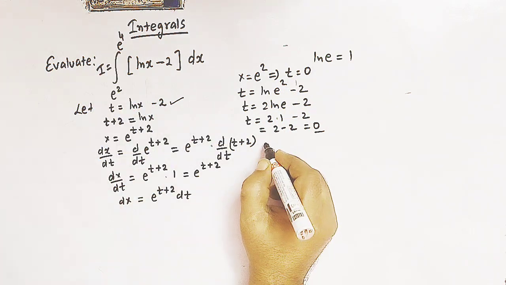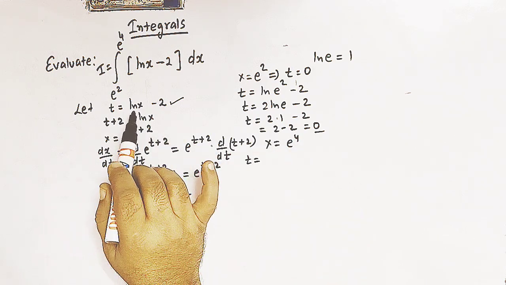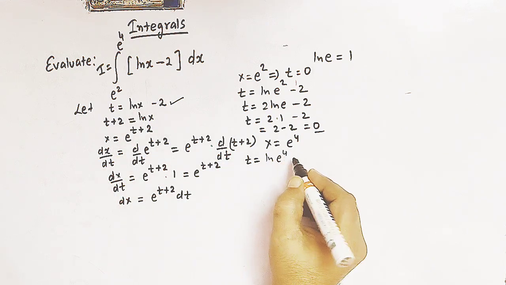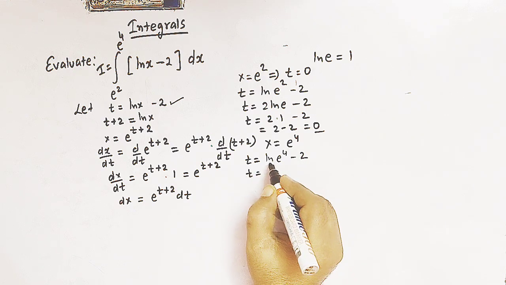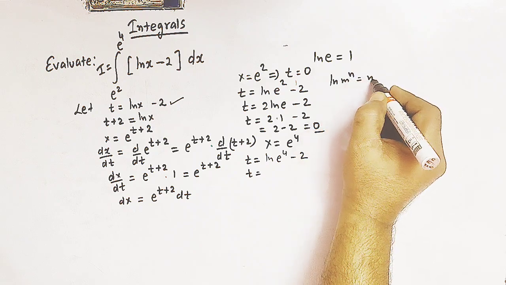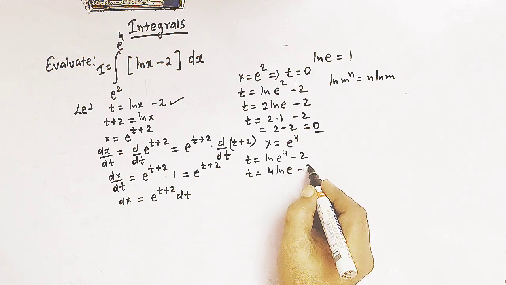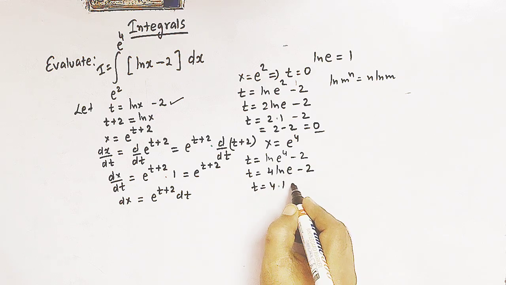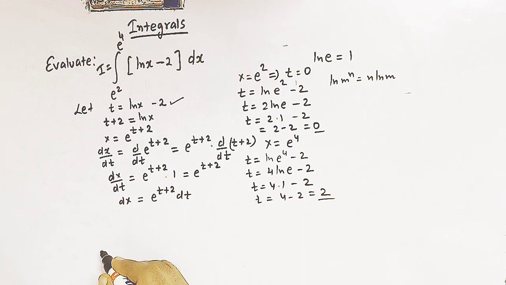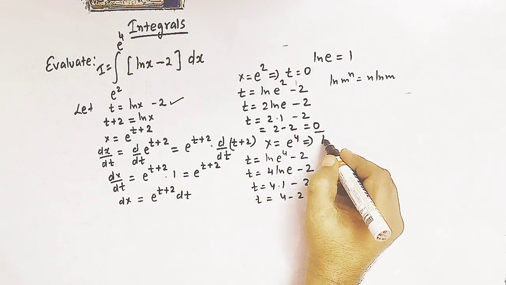Now when x is equal to e raised to 4, then the value of t can again be obtained by using this relation. So we can now write natural log of e raised to 4 minus 2, and by using the properties of log, that is log m raised to n is n log m, we have 4 times natural log of e minus 2. So this is 4 times 1 minus 2. So t is equal to 4 minus 2, that is 2, right? So when x is e raised to 4, then the value of t is equal to 2.